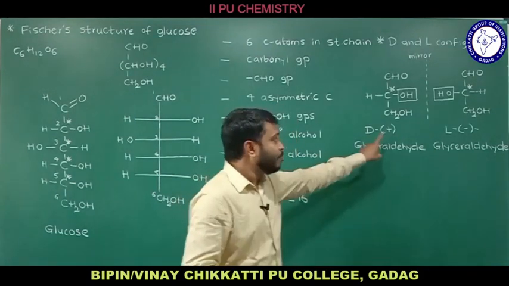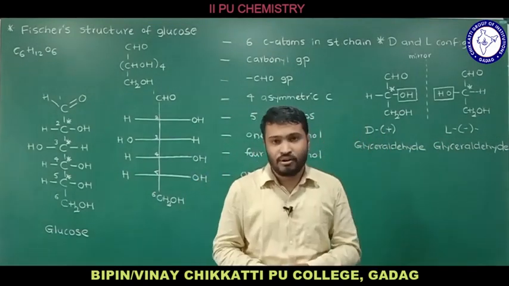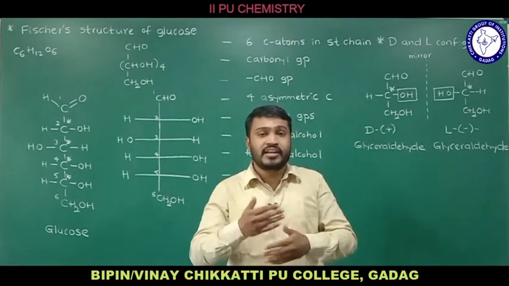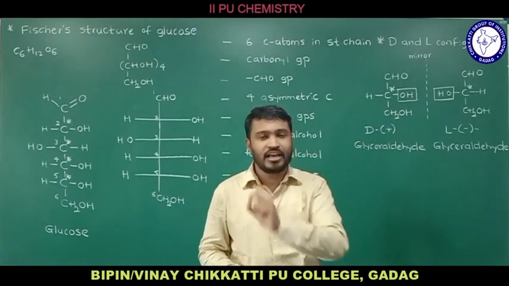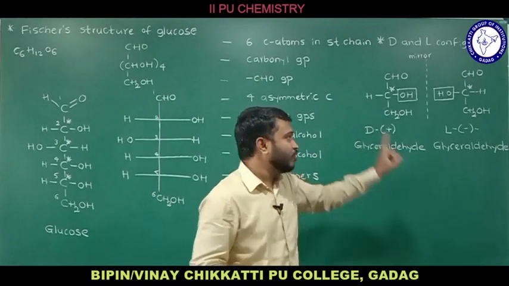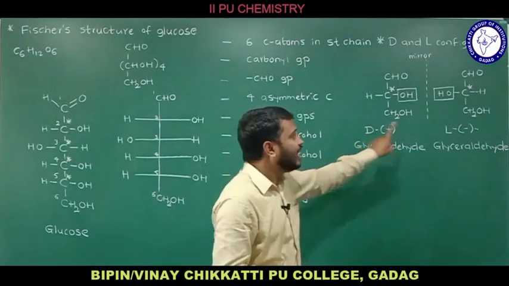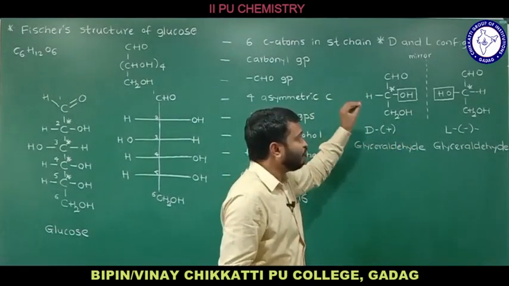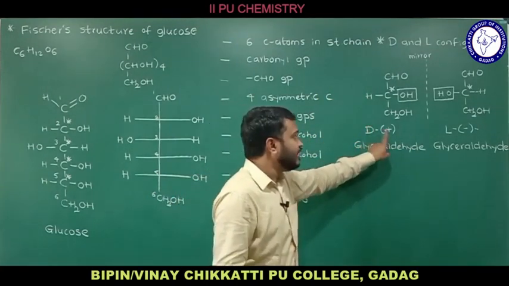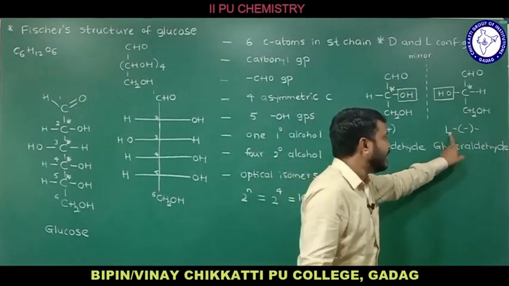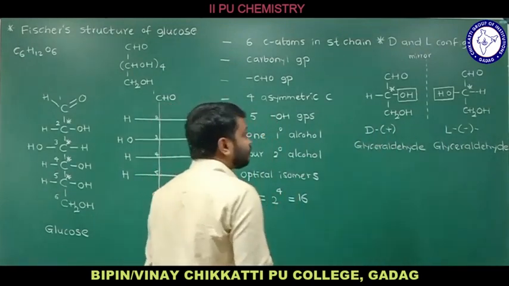One more thing you try to know, plus and minus are experimental quantities. If I draw the structure of any optically active compound and ask you whether it is plus or minus, or dextrorotatory or levorotatory, small d small l, we cannot say that because that is the experimental quantity, whereas D and L we can say by the position of OH on the asymmetric carbon in the structure itself. So now this compound I say as D plus glyceraldehyde, and this compound I say as L minus glyceraldehyde, and that is actually the concept of DL configuration.